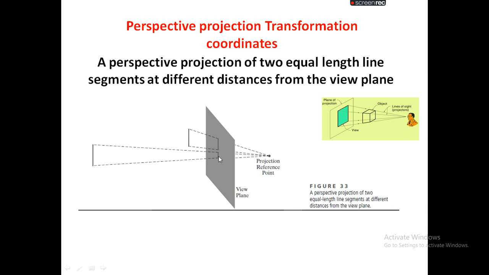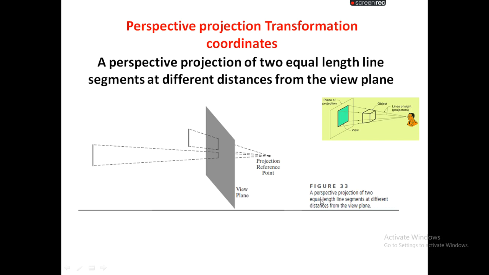As you can see, I projected the second line segment on the projection plane using perspective projection. The size of the projected line segment on the projection plane is very small. So this is the property of perspective projection. I have written a very clear sentence here.